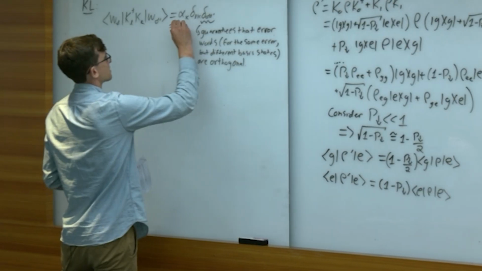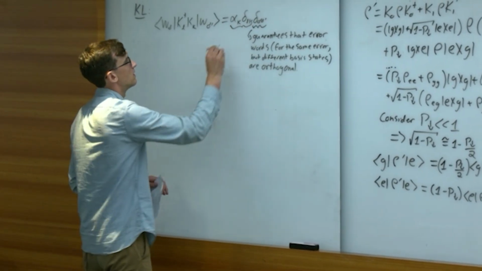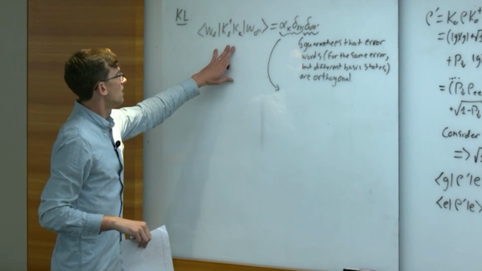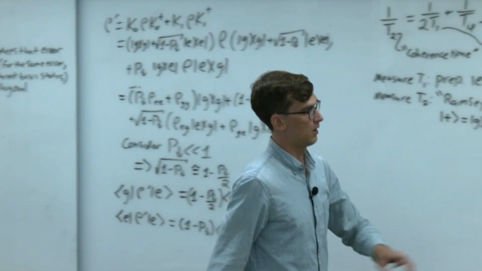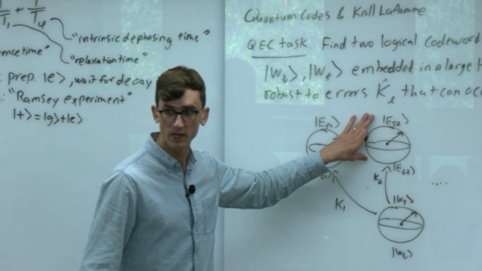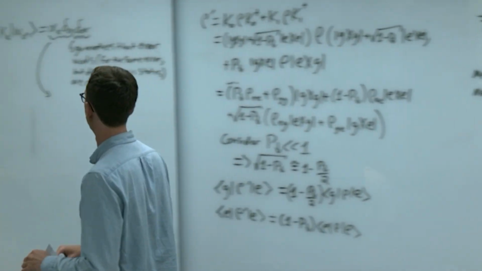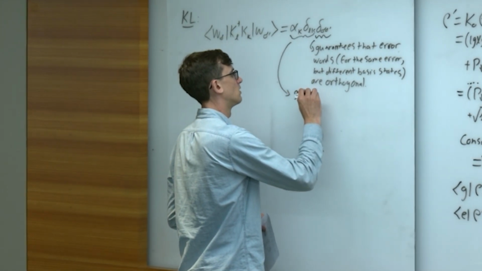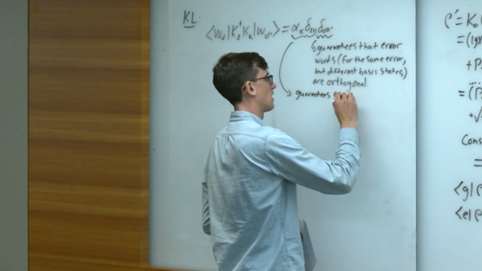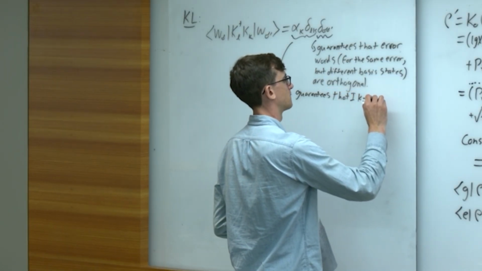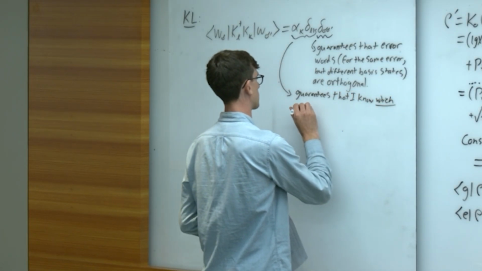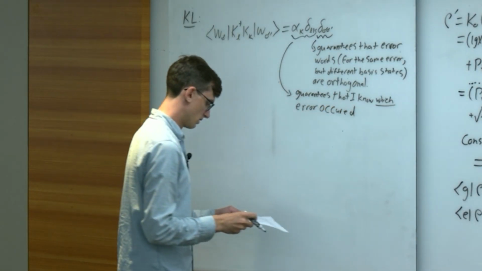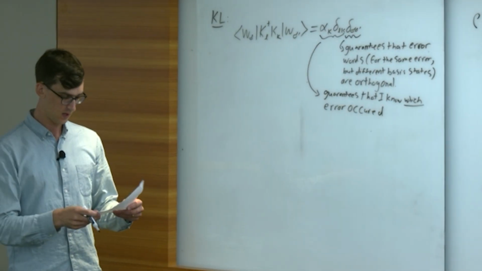And then what about the alpha_K delta_LK? This guarantees, since delta_LK means that I land on distinct Bloch spheres here, that I know which error occurred. So then I know which error happened, and hence I can correct it. That's important because I want to be able to correct the error.